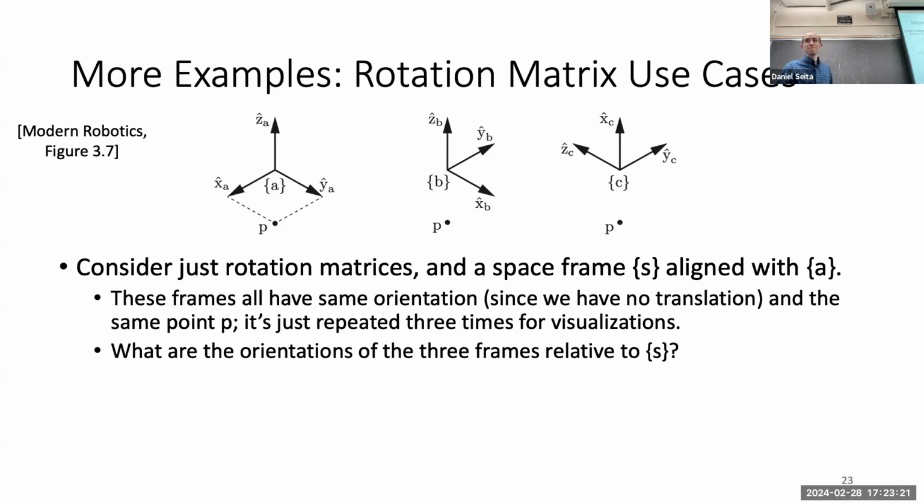Okay, so for the X, it should just be 0, 0, 1. And for the Y, it would be -1, 0, 0. And for the Z, it will be 0, -1, 0.